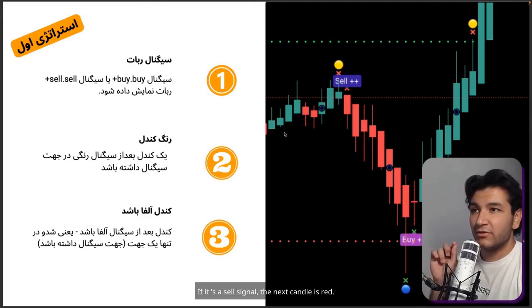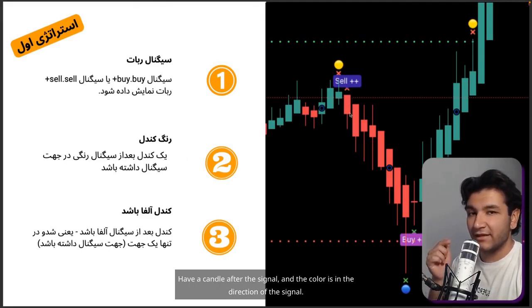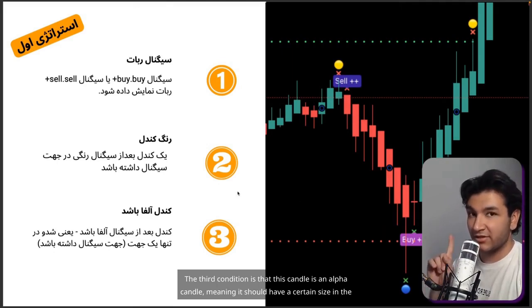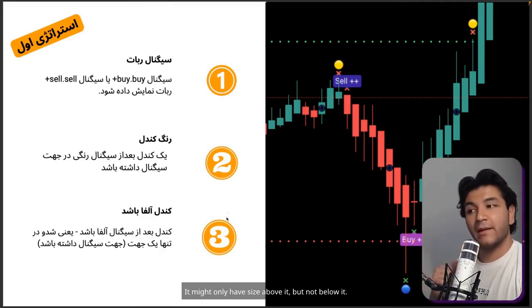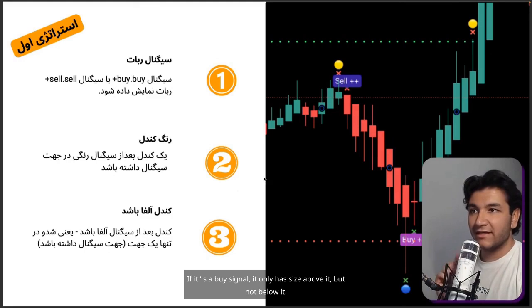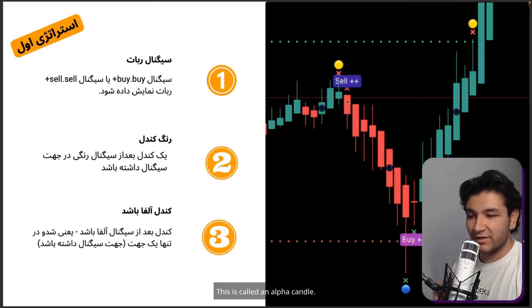If it's a sell signal, the next candle is red. If it's a buy signal, the next candle is green. Have a candle after the signal, and the color is in the direction of the signal. The third condition is that this candle is an alpha candle, meaning it should have a certain size in the direction of the signal. If it's a buy signal, it only has size above it, but not below it. This is called an alpha candle.